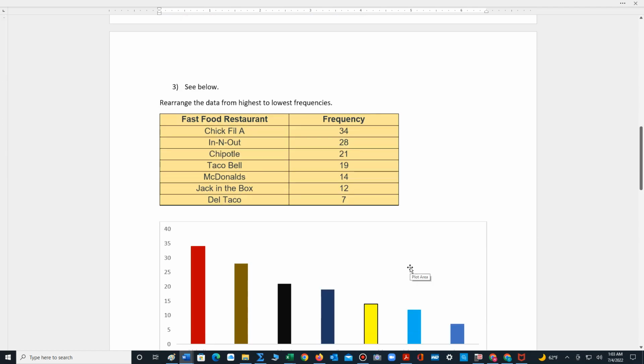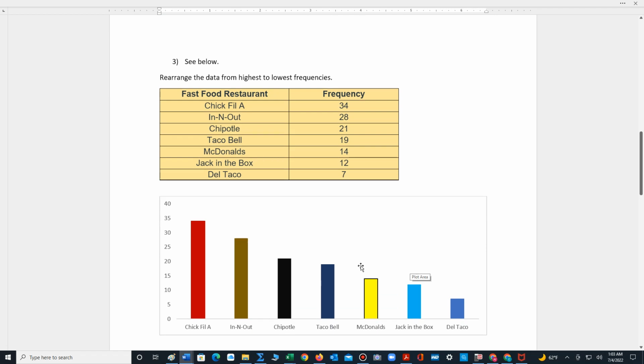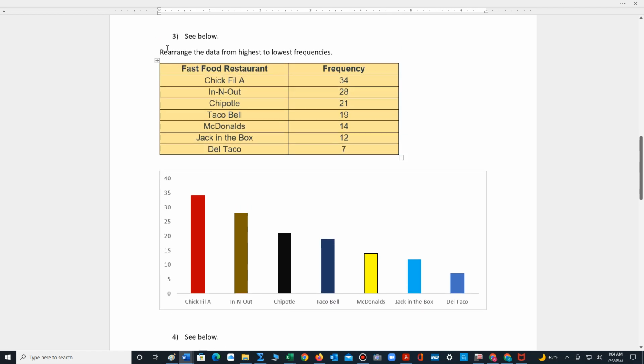Okay, moving on, let's take a look at number 3. We are building a Pareto chart for a survey that was conducted asking people to list their favorite fast food spots that they like to eat at. Step 1 is we want to rearrange the data from highest to lowest frequencies. So I went ahead and restructured the chart to list from highest to lowest frequencies. Then we construct a Pareto chart.